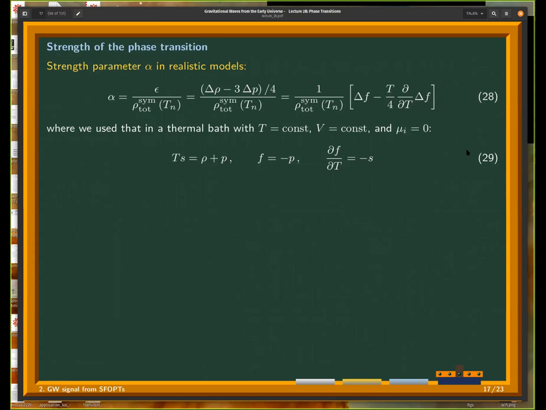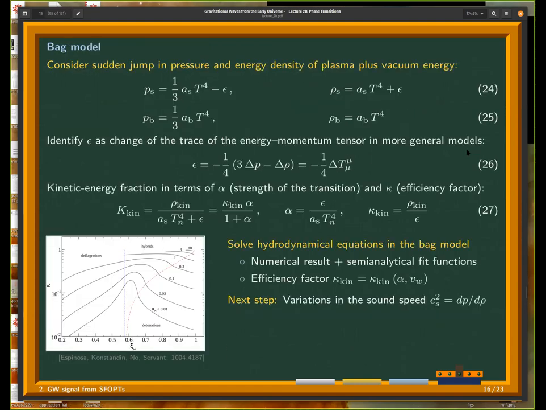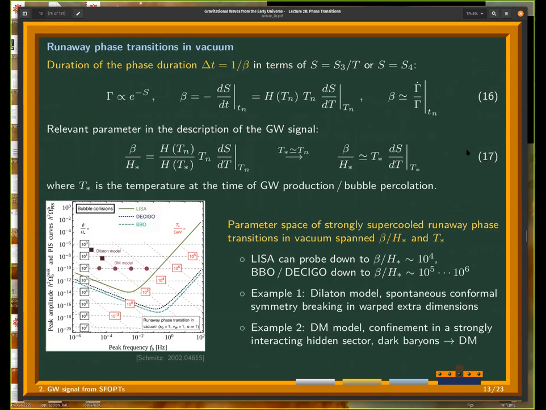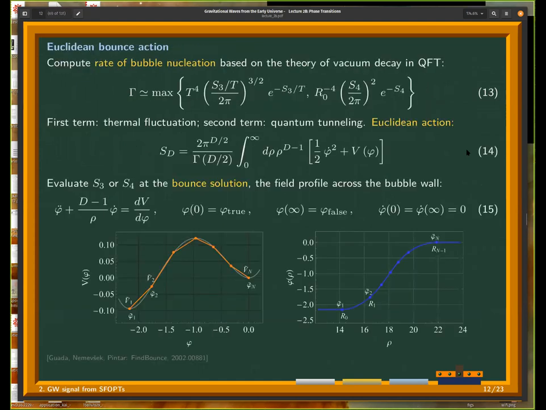You talked about defining the bounds to get the numerical solution for the bounce solution. You also showed the gravity wave spectrum depending on which are the dominant sources for gravity waves, the analytic expression for the gravity waves. My question is: is there any numerical code available to compute the gravity wave spectrum for a given model?